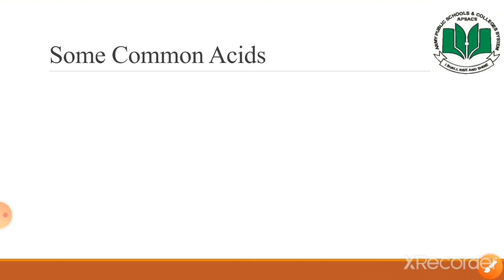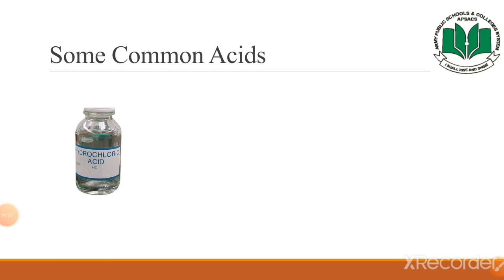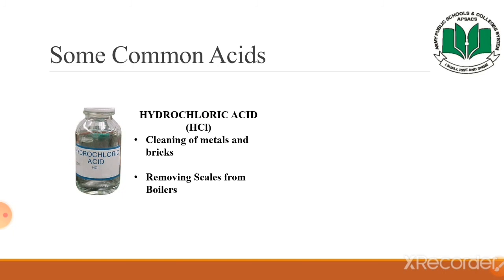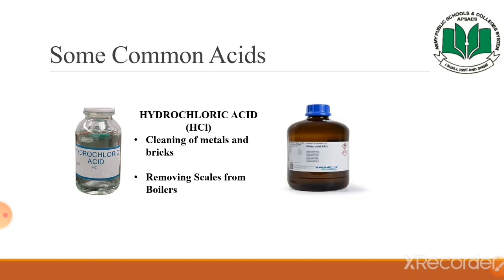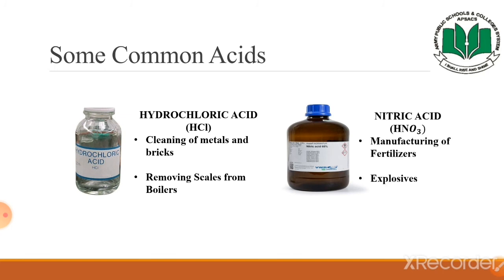Now, we will study certain uses of some common acids. We will first study the use of a common acid, that is hydrochloric acid. This hydrochloric acid is used in the cleaning of metals and bricks, and it also removes the scales from boilers. Another example of a common acid is nitric acid, and this nitric acid is used in the manufacturing of fertilizers and explosives.